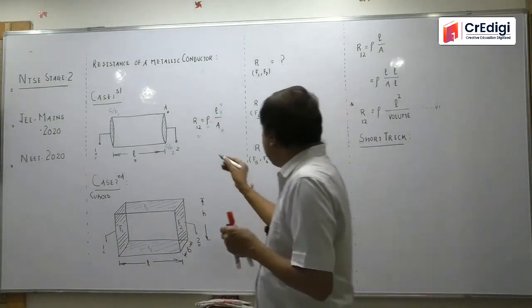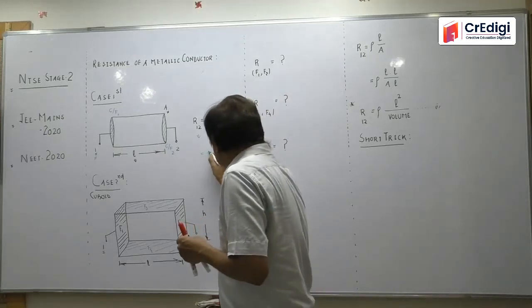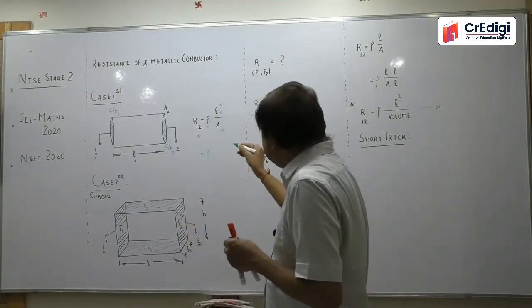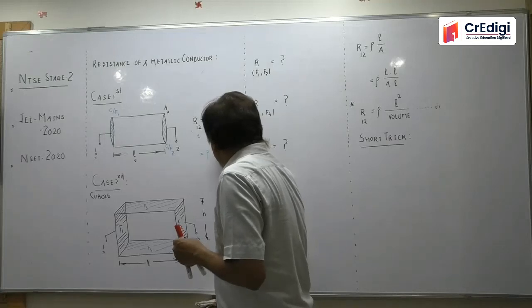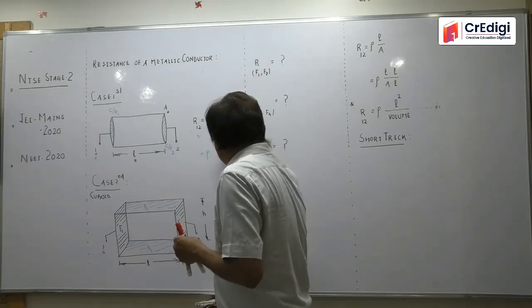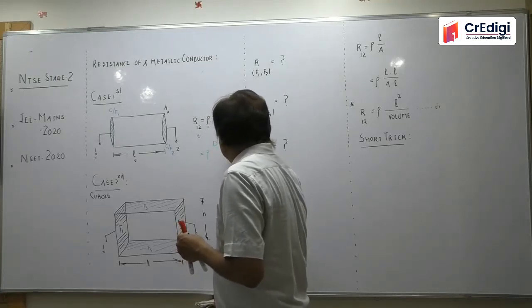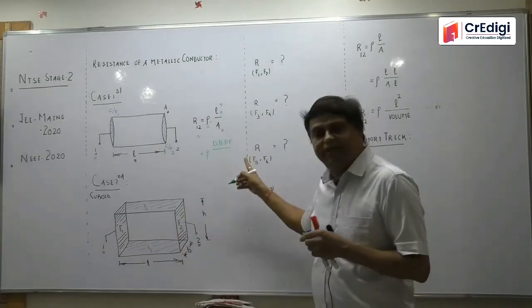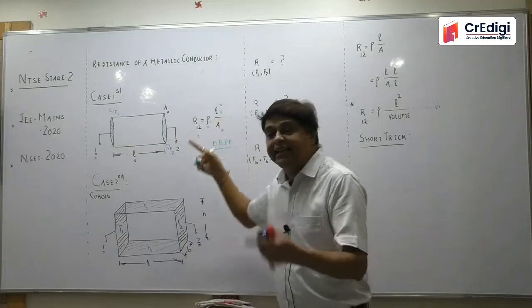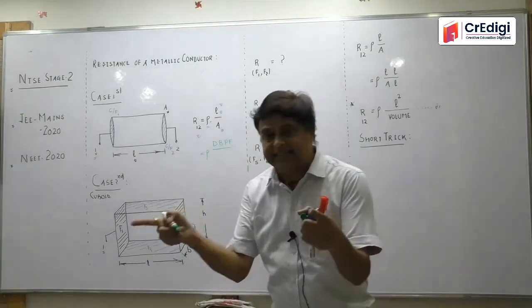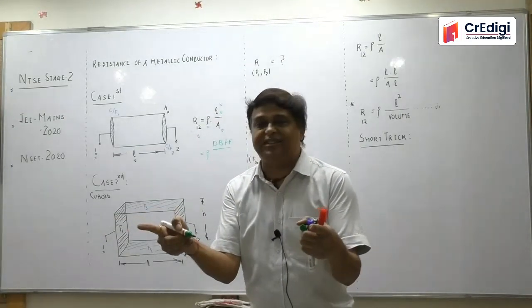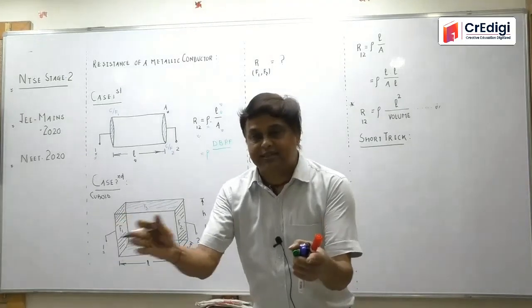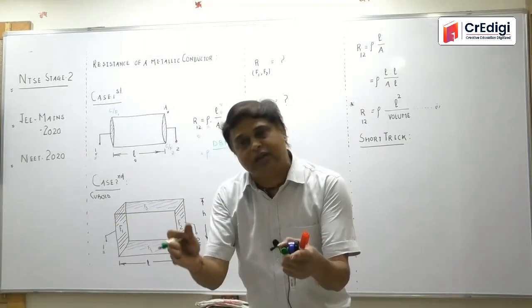Be very careful. Then I say to you that rho is rho here, but L is the distance between parallel faces. Be careful. DBPF, distance between parallel faces. So this L is not the length. L is what? L is the distance between parallel faces. Which parallel faces? The ones between which you want to find the resistance.